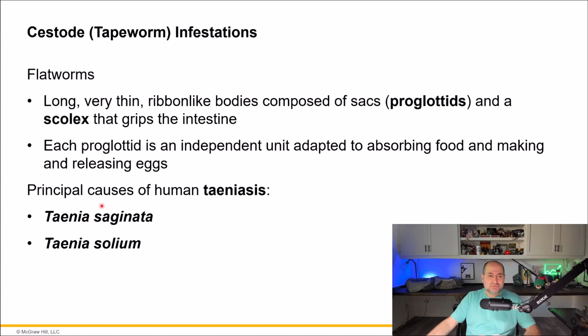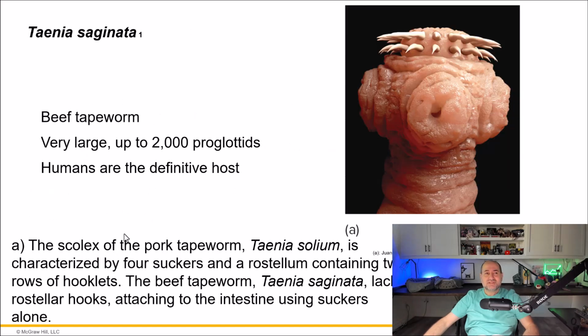These worms are the principal cause of human Taeniasis. These are the two main species that infect humans: Taenia saginata, the beef tapeworm, and Taenia solium, the pork tapeworm. Taenia saginata is interesting. It can become so big. It's the beef tapeworm. It can become very large, meters long, up to 2,000 proglottids. Humans are the definitive host. It's where the worm becomes an adult and does sexual reproduction with itself, right? Because it's a hermaphroditic organism.